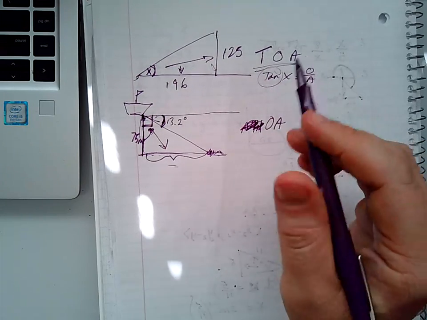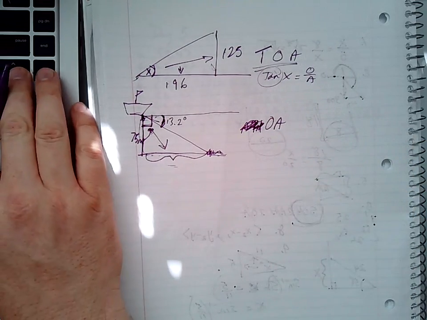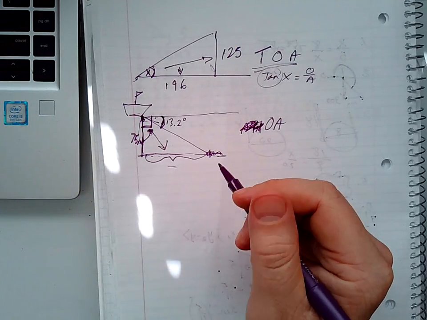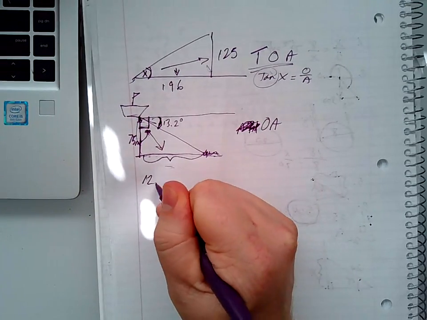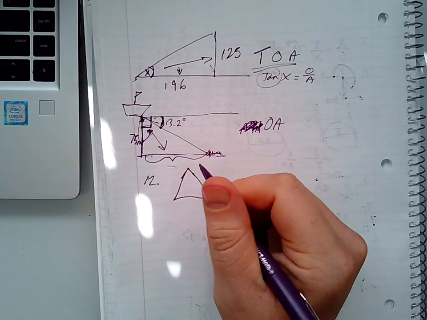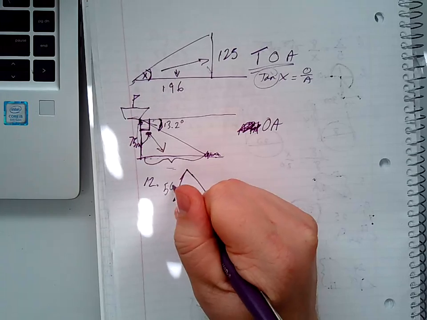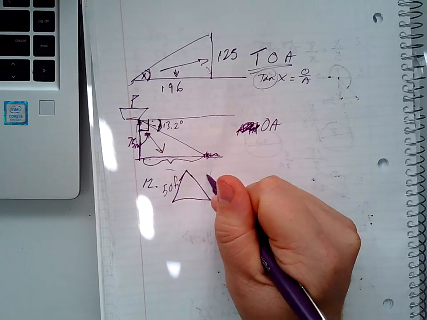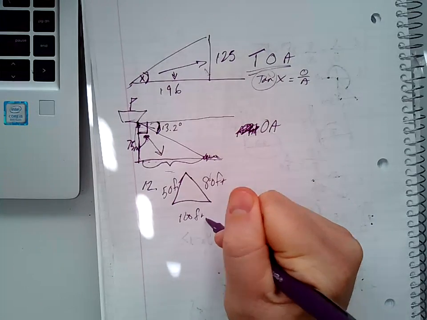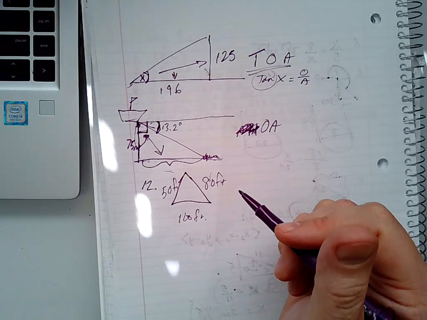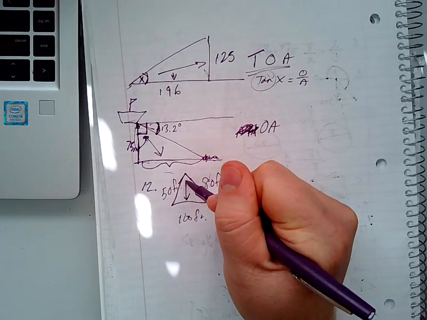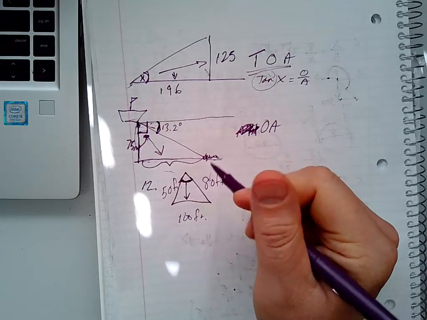So, number 12 says a triangular garden has sides measuring 50 feet, 80 feet, and 100 feet. To the nearest degree, what is the measure of the largest angle? Remember, largest angle is opposite largest side, so we're finding this angle right here.